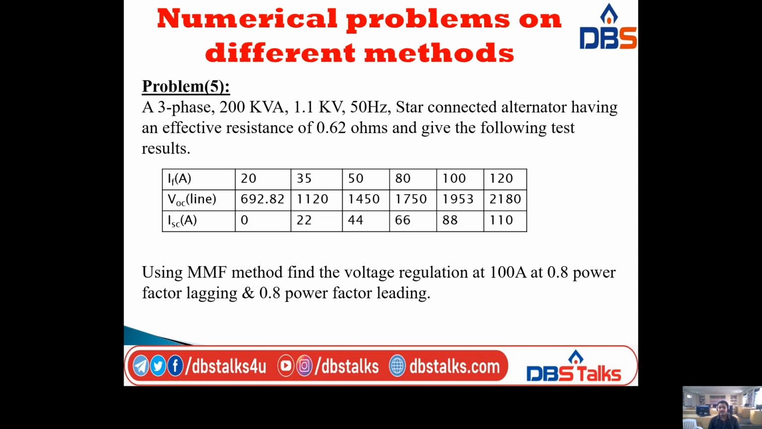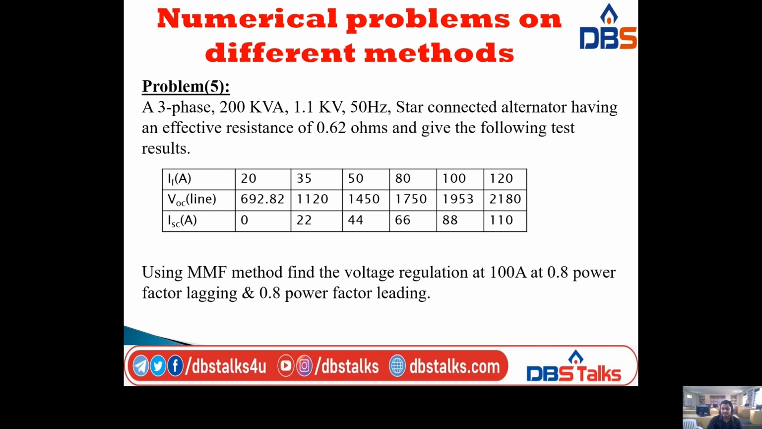By using this data, we have to calculate the voltage regulation of a 3-phase star connected alternator by using the MMF method. Okay, they already gave the tabular column. In that, they gave the values of field current, open circuit voltage, and short circuit current. By using this data, we have to draw the characteristic diagram for the MMF method. Okay, that means OCC and SCC.